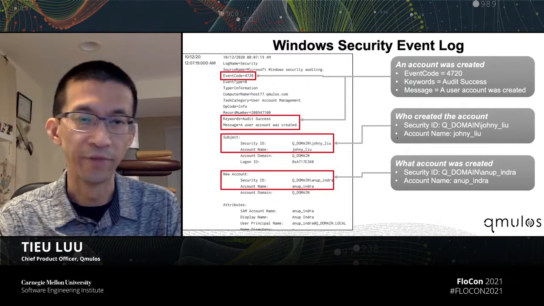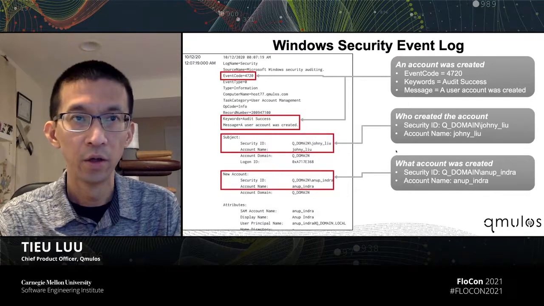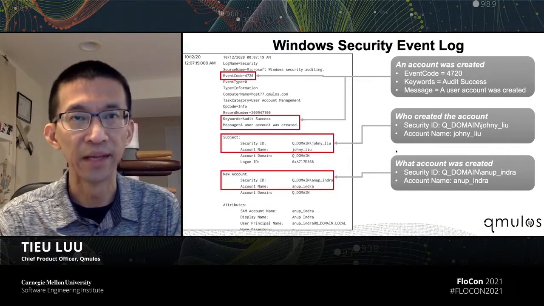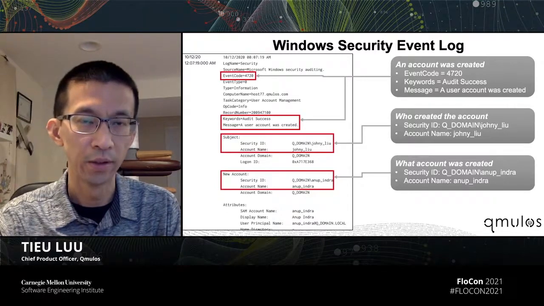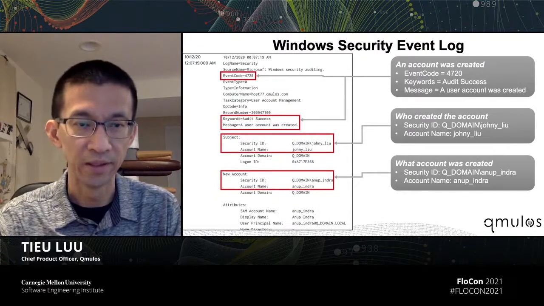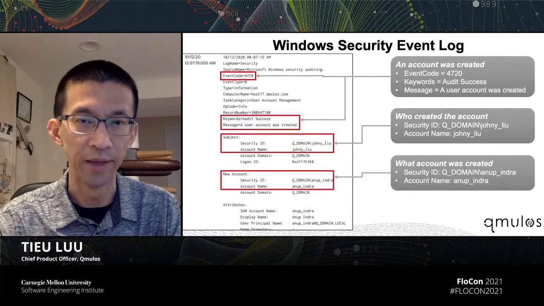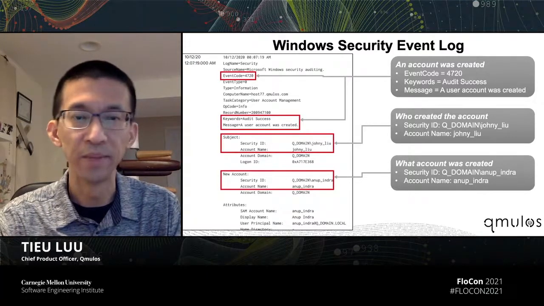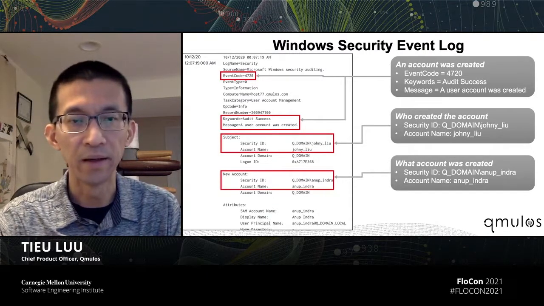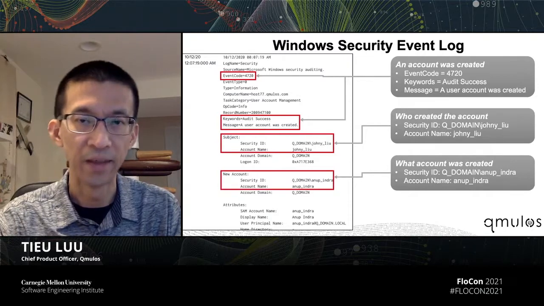Then the third group of information that's important is what account was created. So to do that, we look at the new account section of that Windows event log message. And again, we're pulling the security ID and the account name to see specifically which account was created. So those are the three groups of elements of data we need from the Windows security event logs to audit and monitor this account management control.